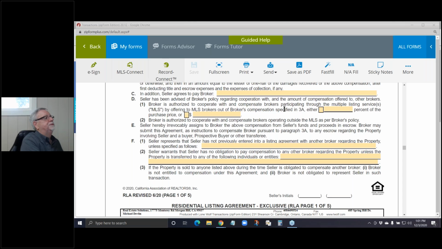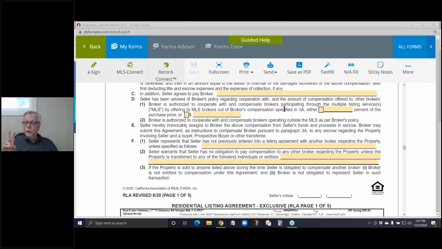Paragraph F. This is one of the more interesting paragraphs. First of all, there's F1. F1 says, if you're the seller, have you previously entered into a listing agreement with another broker? And if so, tell us something about it.